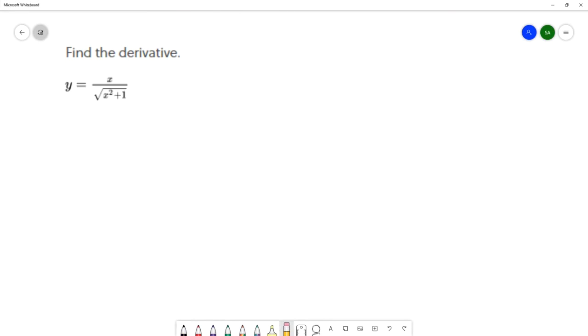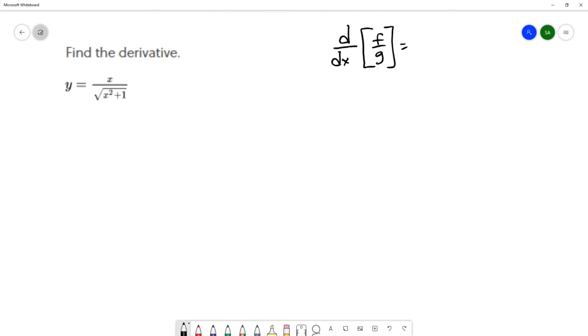Okay, on this question, we want to find the derivative of y equals x over the square root of x squared plus 1. So when you look at this equation, you want to decide which derivative shortcuts you're going to use. The first thing I notice is the fraction bar, and so I'm going to use the quotient rule. The quotient rule is this here, taking the derivative of a fraction.